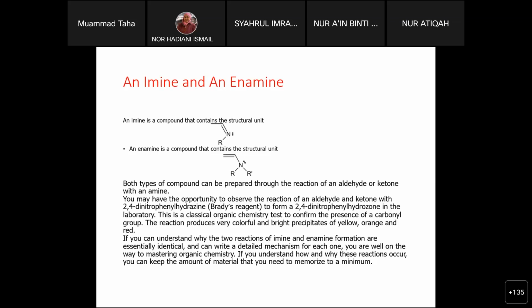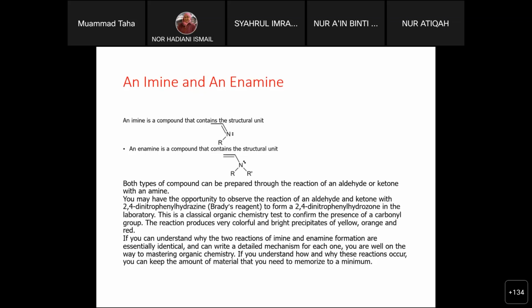Secondary amines can form the enamine. Primary amines cannot form the enamine. Okay, both types of compounds can be prepared by the reaction of aldehyde and ketone. You may have also noted that there is a very famous reaction to identify ketones and aldehydes, Brady's reagent.